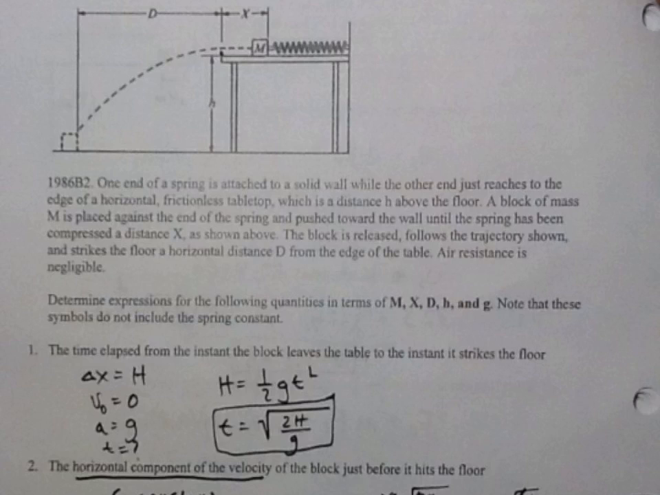So we plug it in using our kinematics equation, do, again, a little bit of algebraic manipulation, and we get t is equal to the square root of 2h over g. Now I want to point out that 2h over g altogether, that whole fraction is inside the radical.